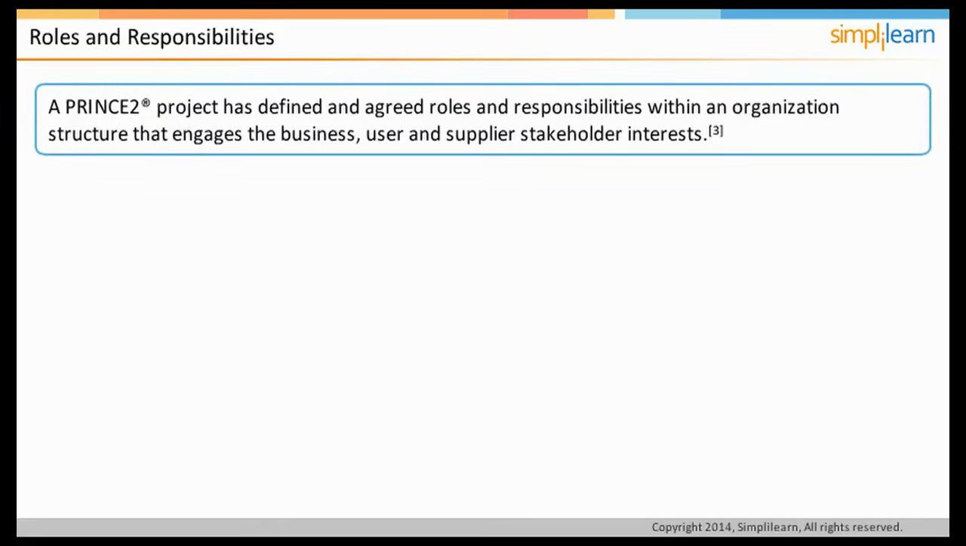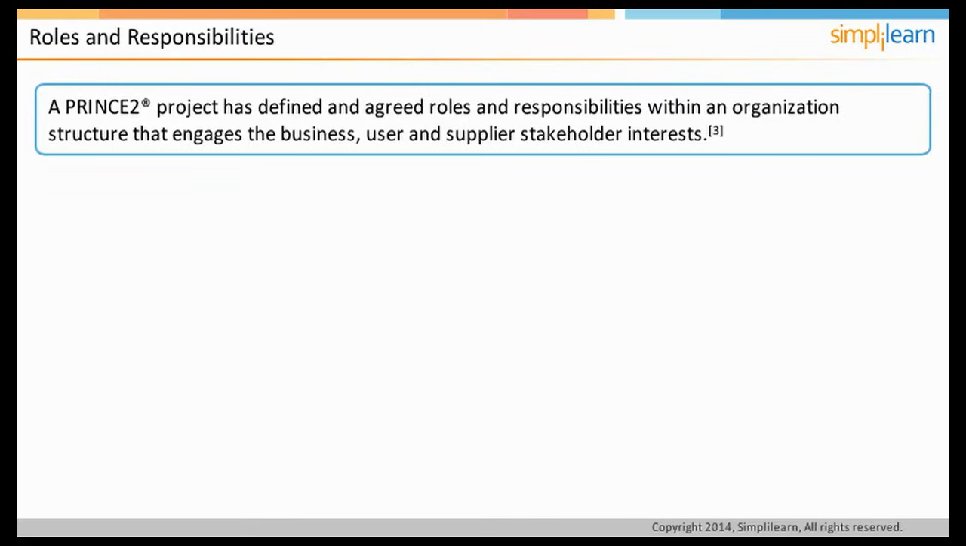Let us discuss the third principle of PRINCE2, that is, defined roles and responsibilities. A PRINCE2 project has defined and agreed upon roles and responsibilities within an organization structure that engages the business, user, and supplier stakeholder interests. A project is typically cross-functional, may involve more than one organization, and may involve a mixture of full-time and part-time resources.